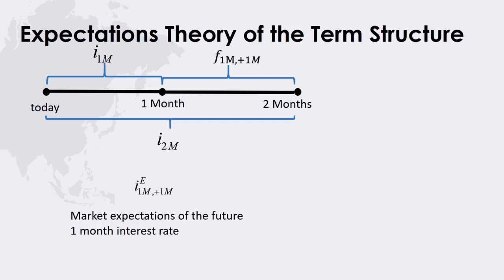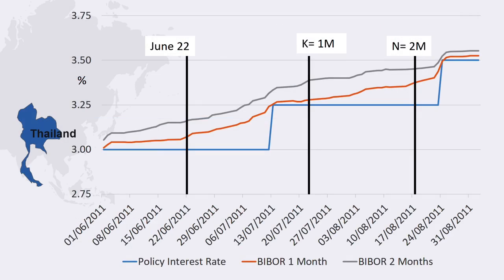Market observers form expectations of what the short-term interest rate will be 1 month from now. According to the expectations theory, the forward rate should reflect market expectations of the interest rate prevailing over future periods. To see the implications for monetary policy, return to the Thai interbank market on June 22, 2011. We calculated the implied forward rate on that day at 3.25%.